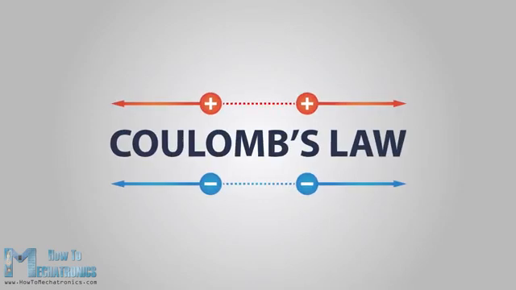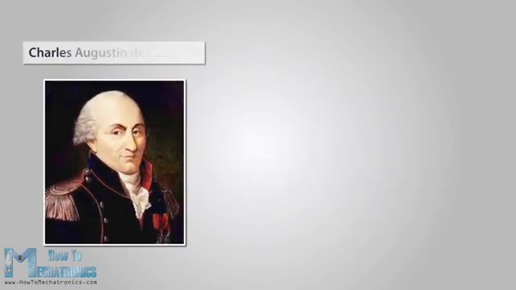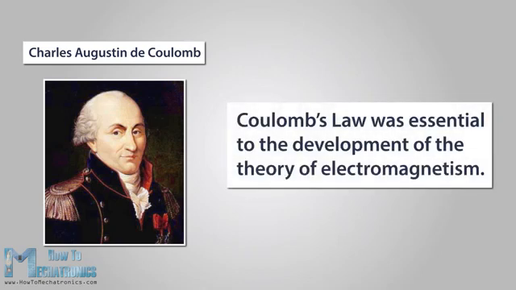Coulombs.com. In this video, we will learn about Coulomb's law and we will take a look at some simple examples. This law was first defined by French physicist Charles Coulomb in 1785 and was essential to the development of the theory of electromagnetism. Coulomb's law is a law of physics that describes the interaction between electrically charged objects.